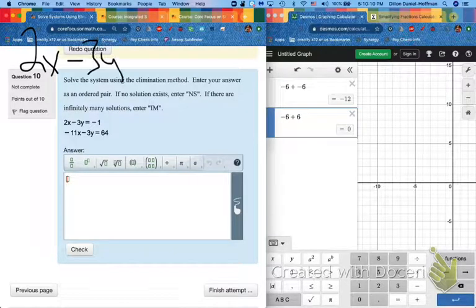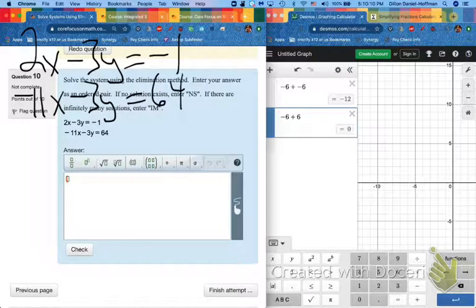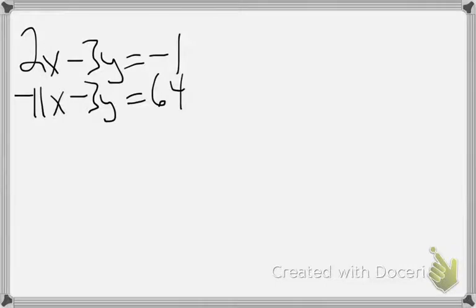2x minus 3y is negative 1. Negative 11x minus 3y is 64. Check this out. Even though these don't perfectly match, they're not opposites. They're close. All I'd have to do is change one of these to a positive 3, right? I could multiply this whole thing by negative 1, or as a shortcut, I could just change all 3 signs. So check it out. Positive 11, positive 3y, negative 64. Boom. Now the y's cancel.